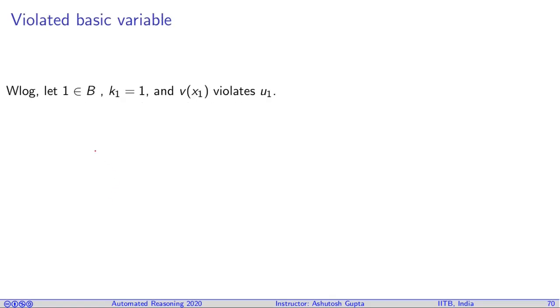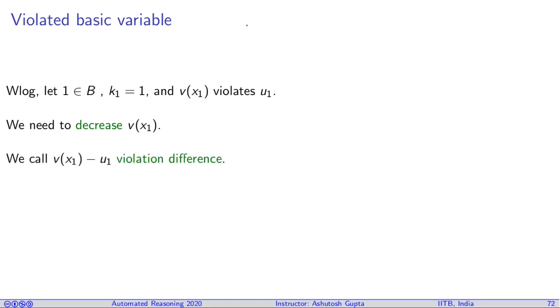Without loss of generality, assume that the first column is my basic variable and it is being violated, and the -1 is also sitting in the top corner. It's a fair assumption to make for ease of representation, and its upper bound u1 is violated. So we need to decrease v(x1), we want to bring it down. How do we do that? We call v(x1) minus u1 the violation difference. This much violation has happened for x1 and I want to get rid of it. I want to decrease v(x1).